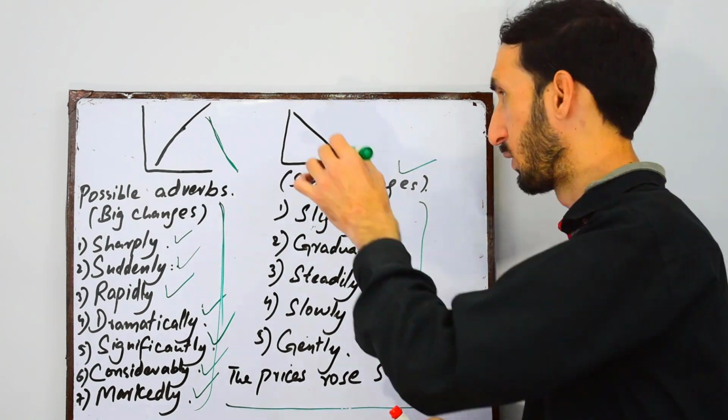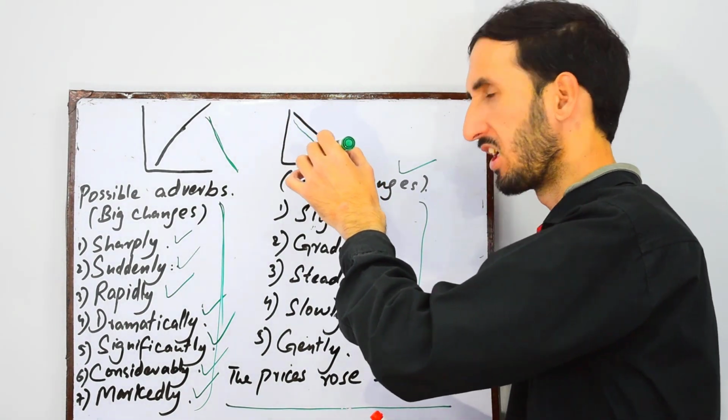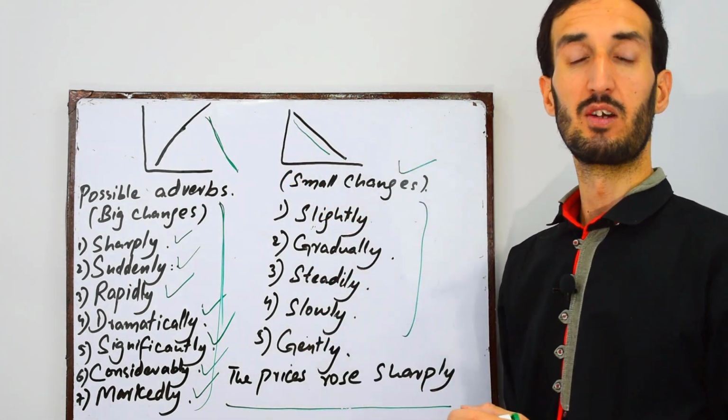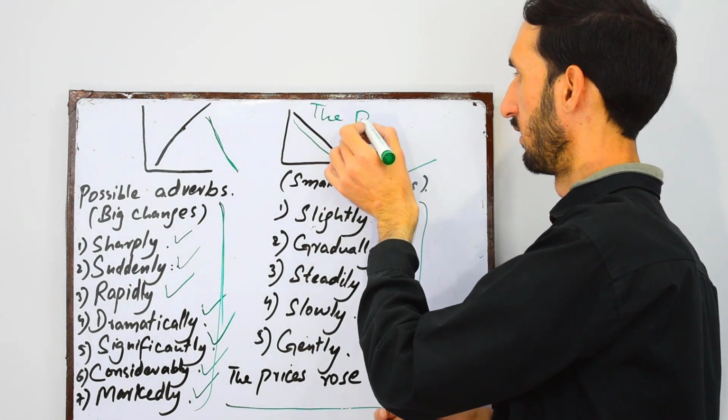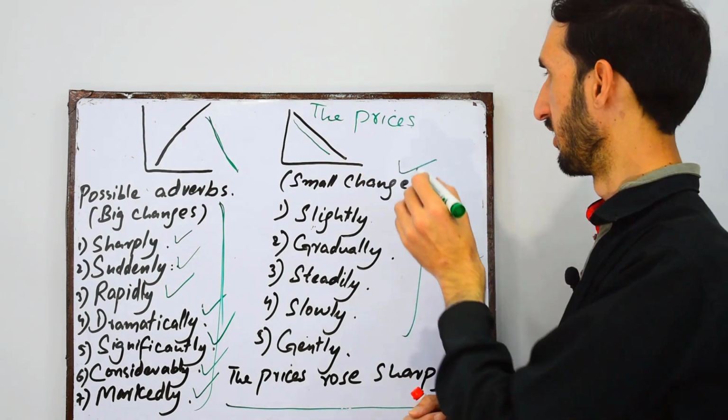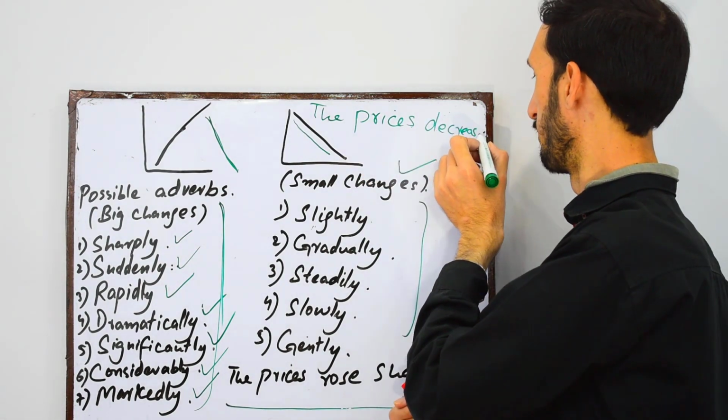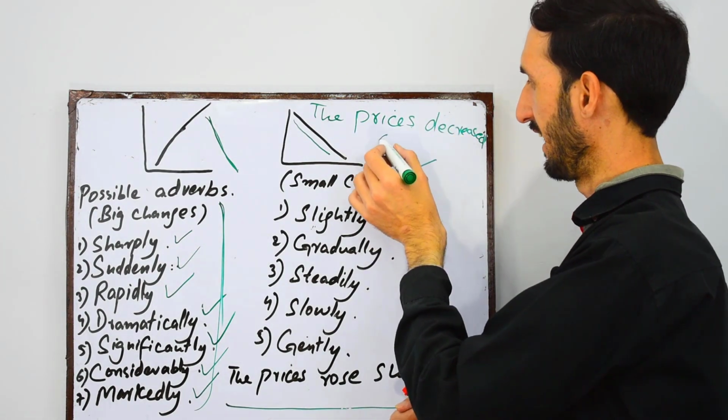If the line goes down but slowly, then you can use the word: the prices decreased, the prices decreased slightly.